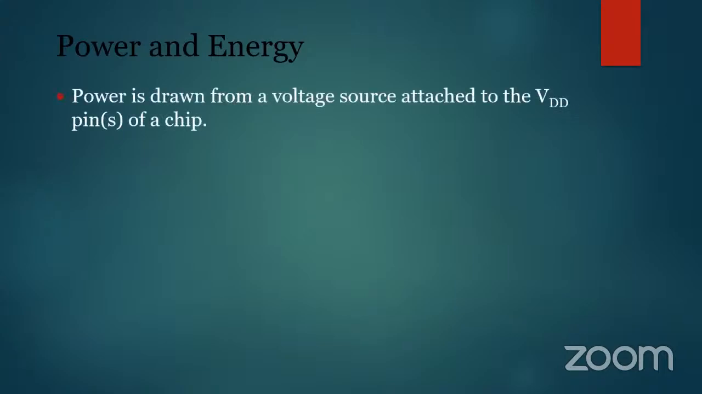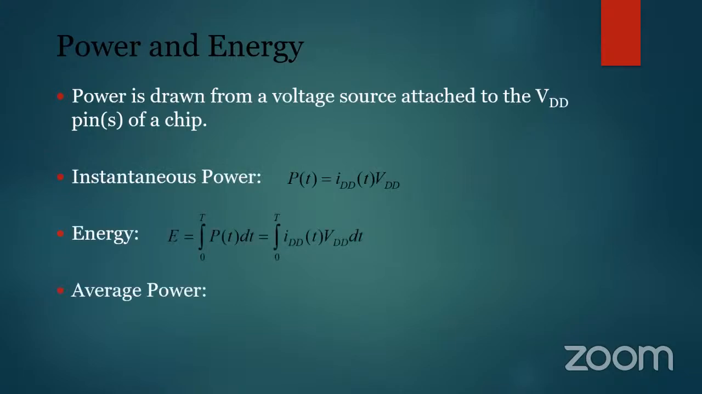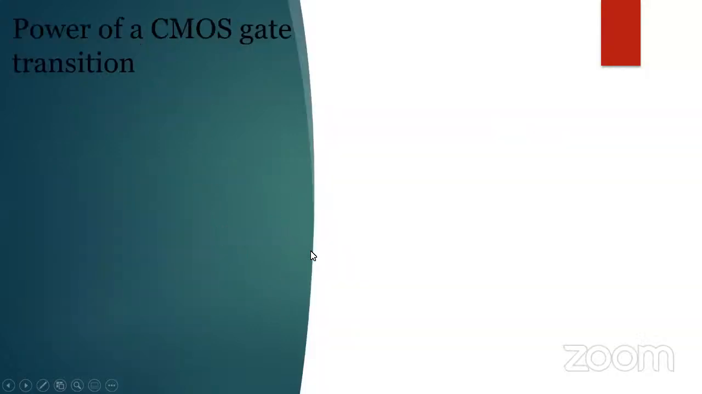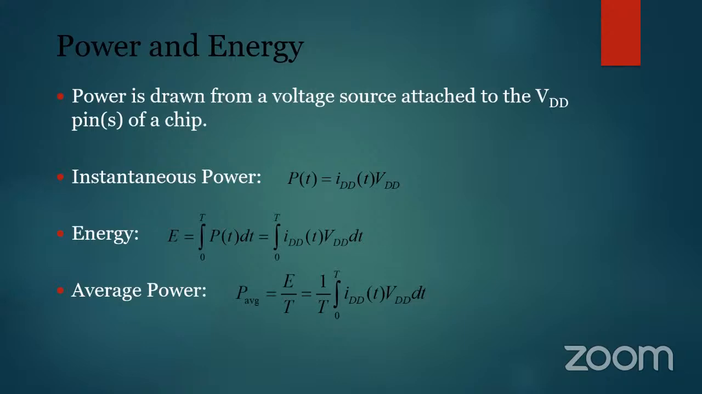Before discussing the power dissipation for that particular circuit, there are some electrical relationships for instantaneous power, energy, and the average power. You must know this. Power, as we have already seen, is the product of the drain current and the supply voltage. Energy is the integration over time of this instantaneous power. Average power is the energy per cycle, so we integrate this power with respect to one cycle T. So this is just a formula. You have to keep it in mind for general knowledge.